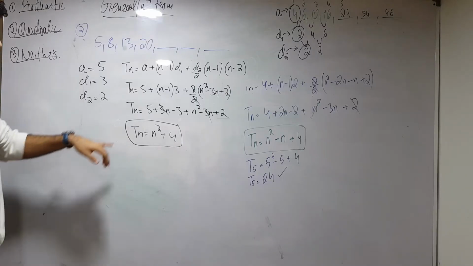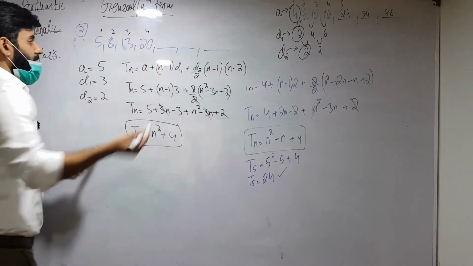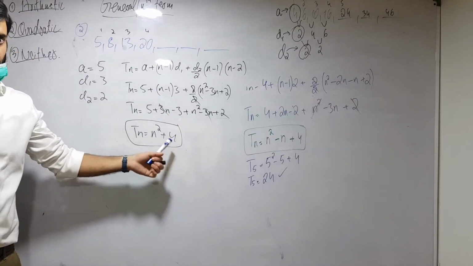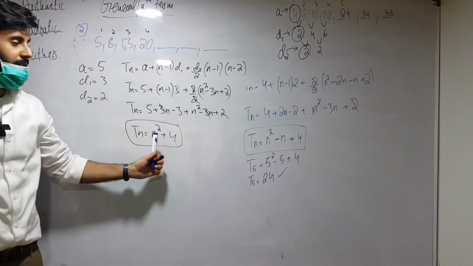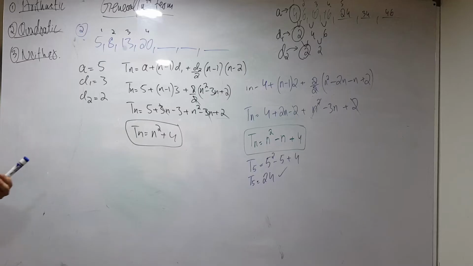Okay? How do you check your answer? Let's say I plug in 3. Okay? 3 square 9, 9 plus 4 is in fact 13. Let's plug in 4. 4 square is 16. 16 plus 4 is 20. Okay? So there you go.